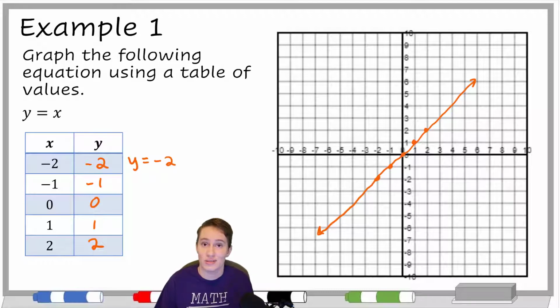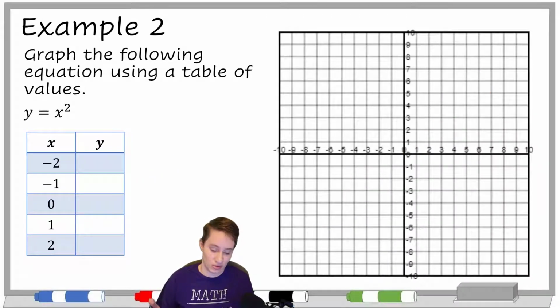That's what the arrow is for, to say that it goes on forever. So that's example 1. That's how we do that. Let's look at example 2. So here on example 2, we've got y equals x squared.